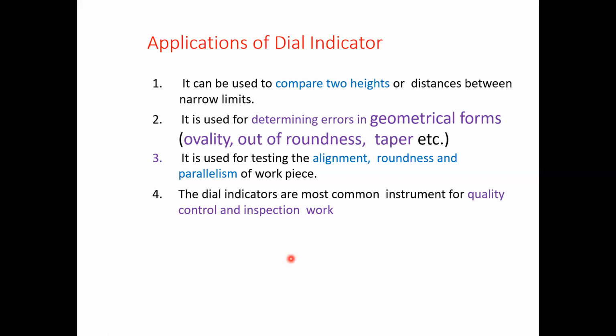The dial indicators are the most common instrument for quality control. These indicators are already discussed in the earlier classes. That is the reason why I am being somewhat fast. Right? These are the different applications.